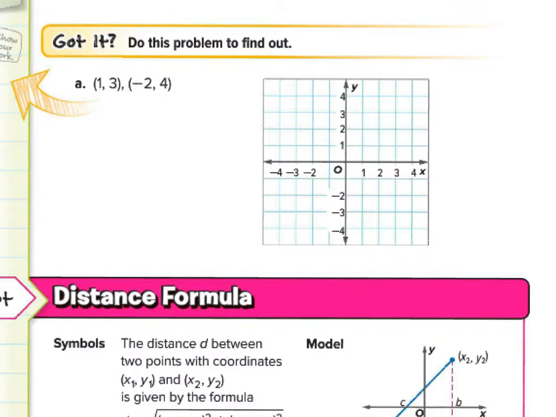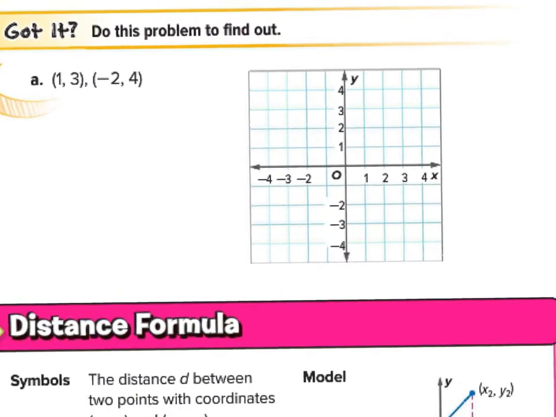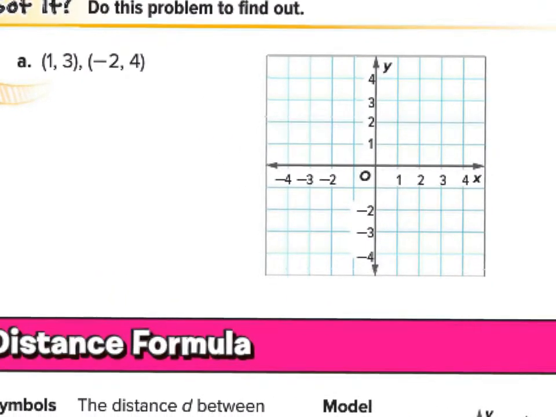Let's try this on our own. Here we go. We have two coordinates, and we need to find the distance between these coordinates. First, we graph it, right? So 1 and 3. We run before we rise. We go to 1 and 3 right there. And we have negative 2, 4, right? As you see there, negative 2, 4. So we're looking for this distance.